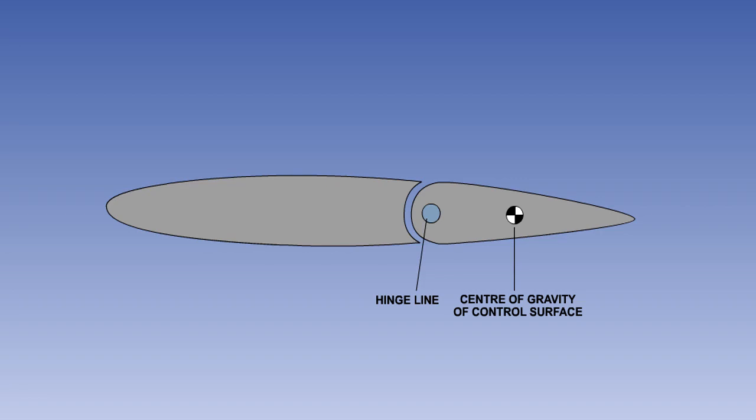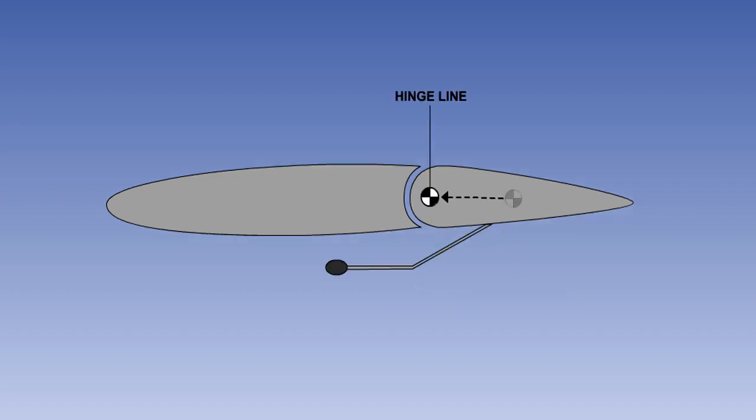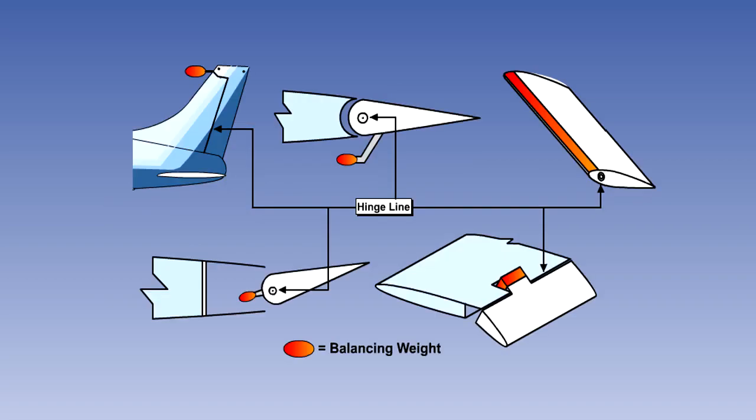Flutter is likely to occur if the centre of gravity of the control surface is behind the hinge line. Uncontrolled flutter can cause structural failure. Flutter can be prevented by moving the centre of gravity of the control surface onto its hinge line by adding weights to the control. This reduces the inertia moments about the hinge line. This is known as mass balancing, and it can be applied to elevators, ailerons and the rudder.